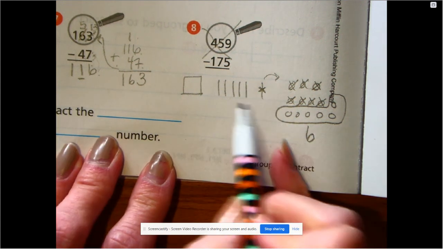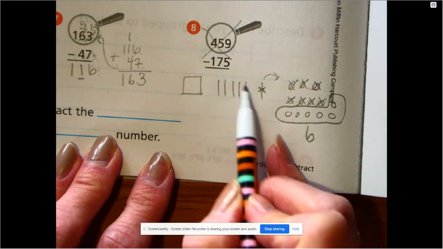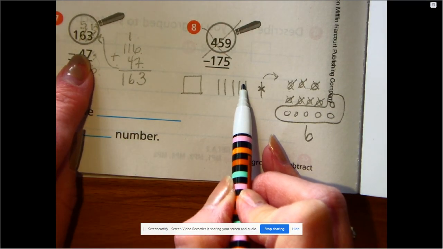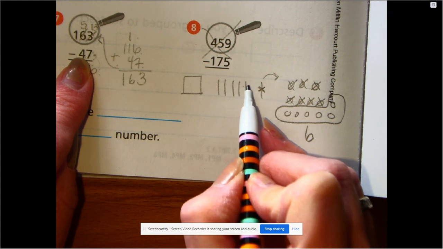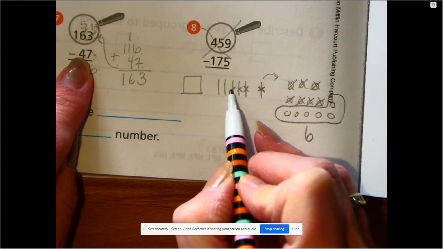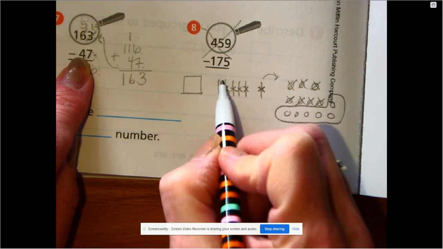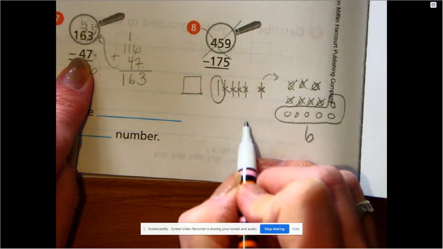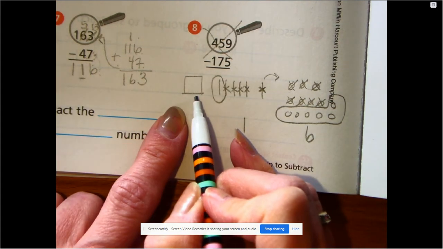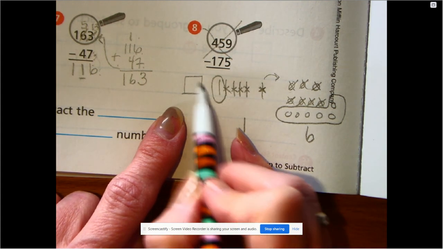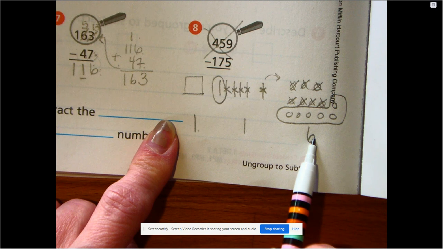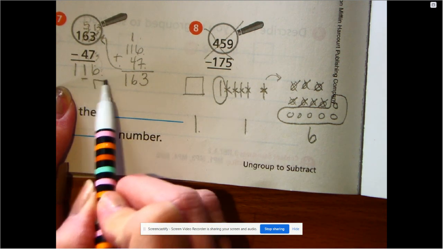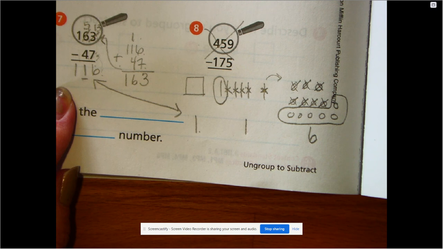Now I have 5 tens. Remember, I need to take away 4 tens. Can I do that? Yeah, because I have enough. So here's 1, 2, 3, 4. I took 4 away. Here's the 10 that I have left. So I have 1 ten. Here's my 100. Did I do anything? Nope, I still have 100. So 100, 110, 6 ones is 116. This is the proof that I got the right answer.